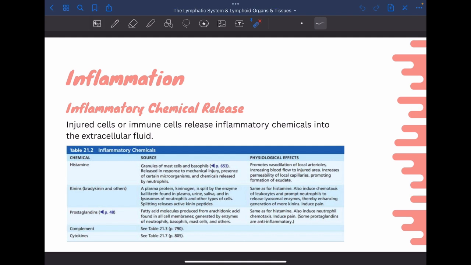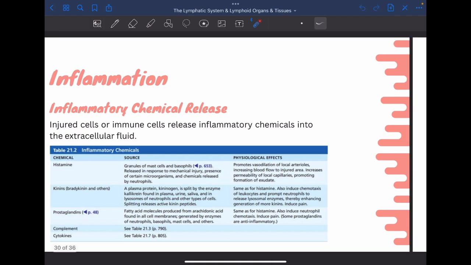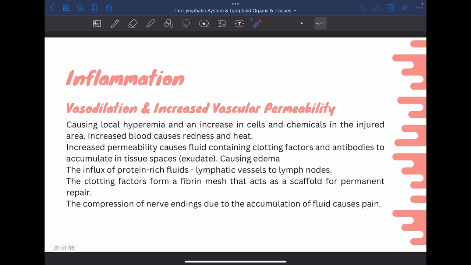But for the most part, inflammation is mainly regulated by these inflammatory chemical mediators that are released either by the injured cell or by the immune cell, including histamine, kinins or bradykinins and so on, which are basically cleaved to give us bradykinins, prostaglandins, complements, and cytokines that will do vasodilation, increase permeability, induce pain, and so on and so forth. So what is the point of vasodilation? What is the point of causing the blood vessels to become larger and to increase permeability? The reason for vasodilation is causing local hyperemia. What does local hyperemia mean?